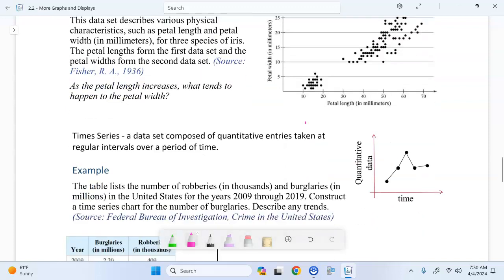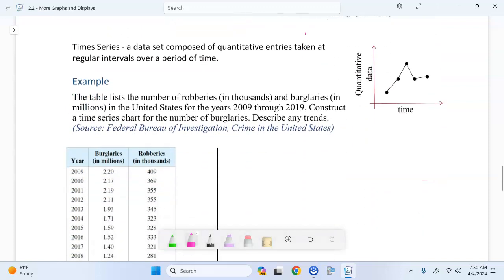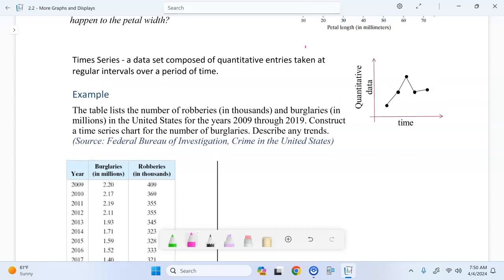Last thing is time series data. Time series is composed of quantitative entries taken at regular intervals over a period of time. Okay? And that's to show change over time. All right? There are a couple typos in here. Yours might vary a little bit differently, I think, here. So I would fix that on your screen, on your paper.